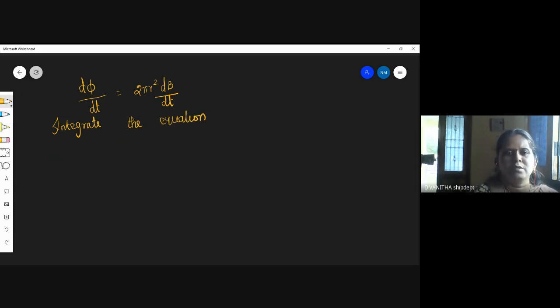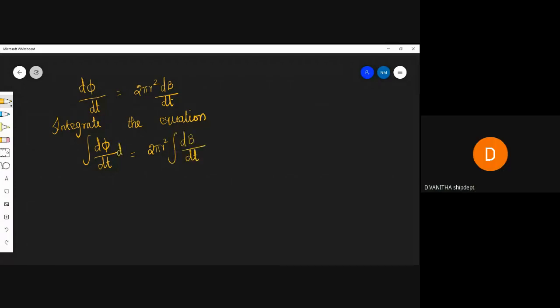If we integrate d phi by dt is equal to 2 pi r square, these are all constants, so you take them outside, and we are getting dp by dt. With respect to t only you have to integrate. So here we are getting phi is equal to 2 pi r square into 2. So this is the Betatron condition.